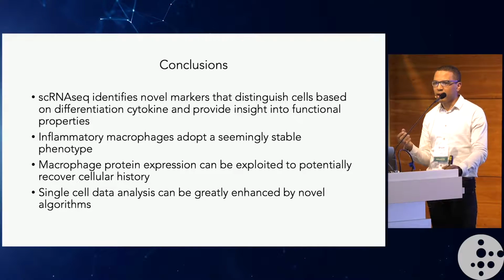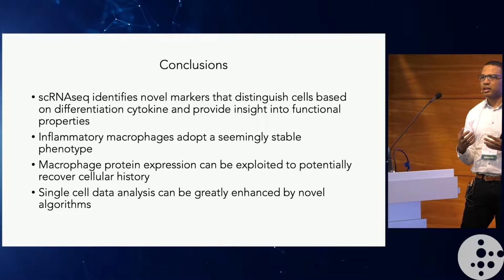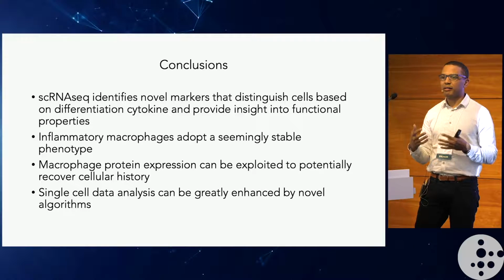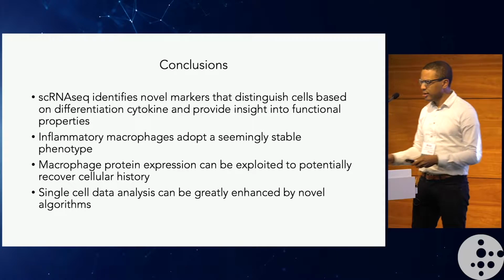Second, inflammatory macrophages, at least in our hands, appear to adopt a semi-stable phenotype, at least using the markers that we have at our disposal right now.